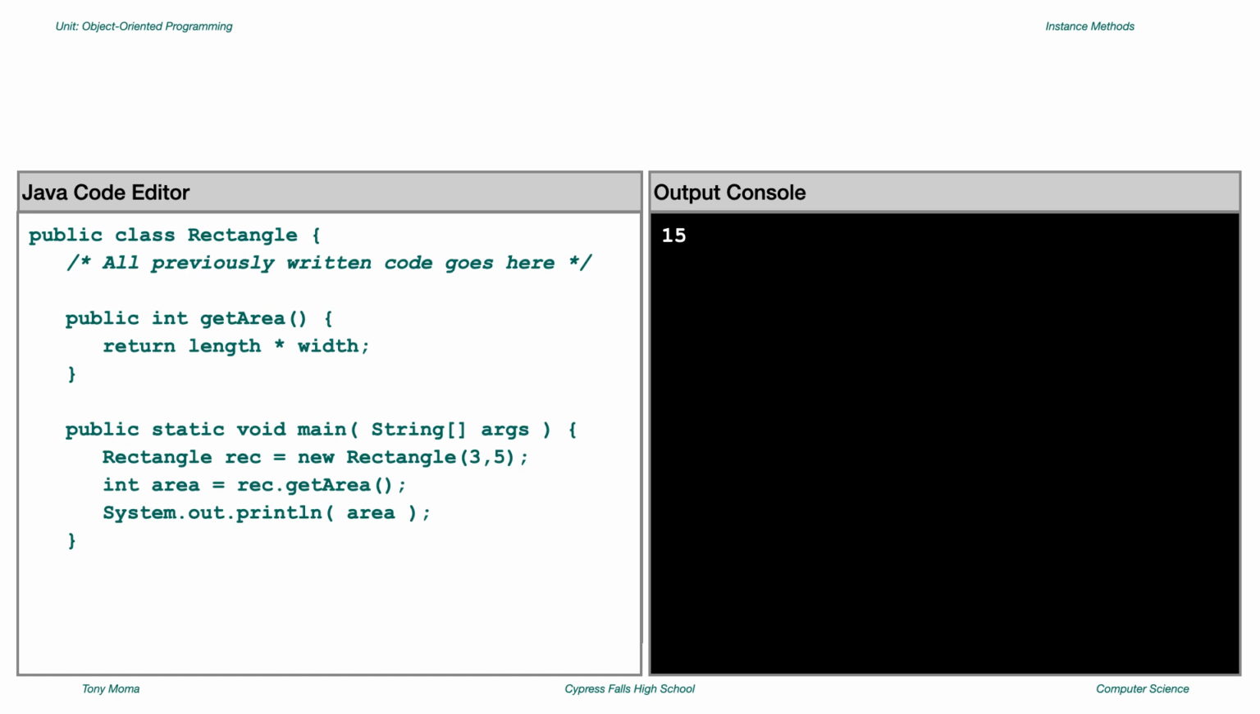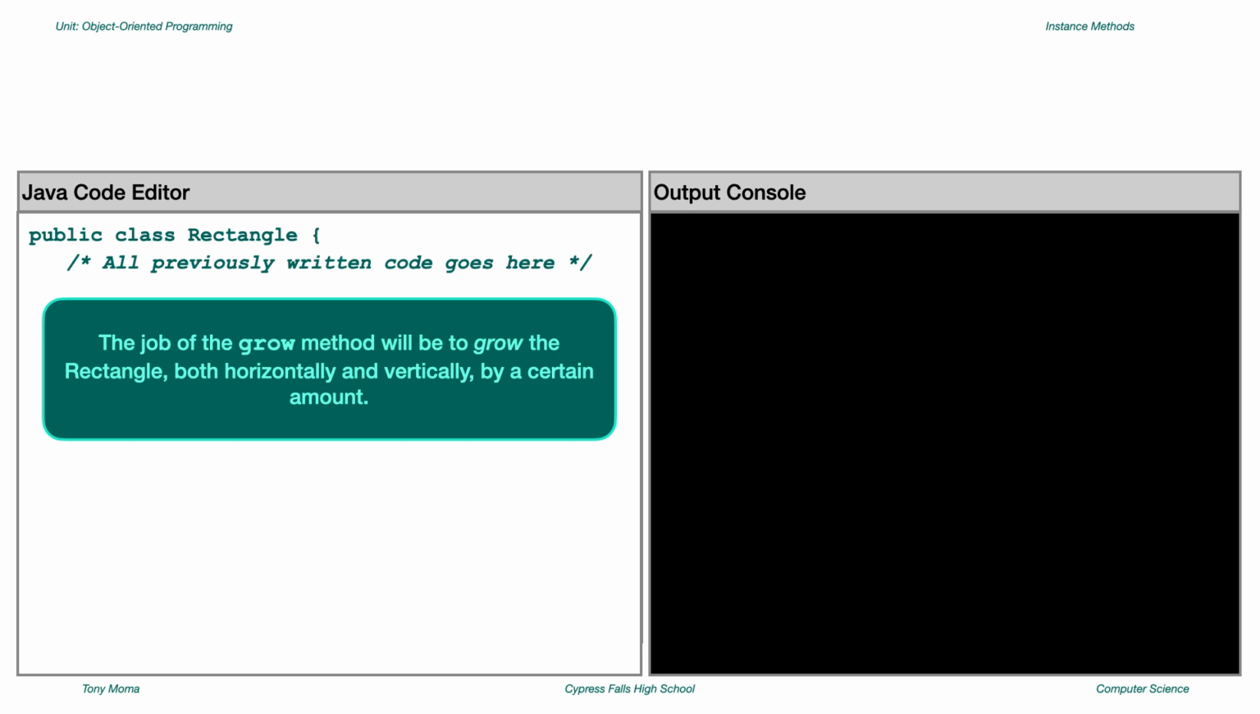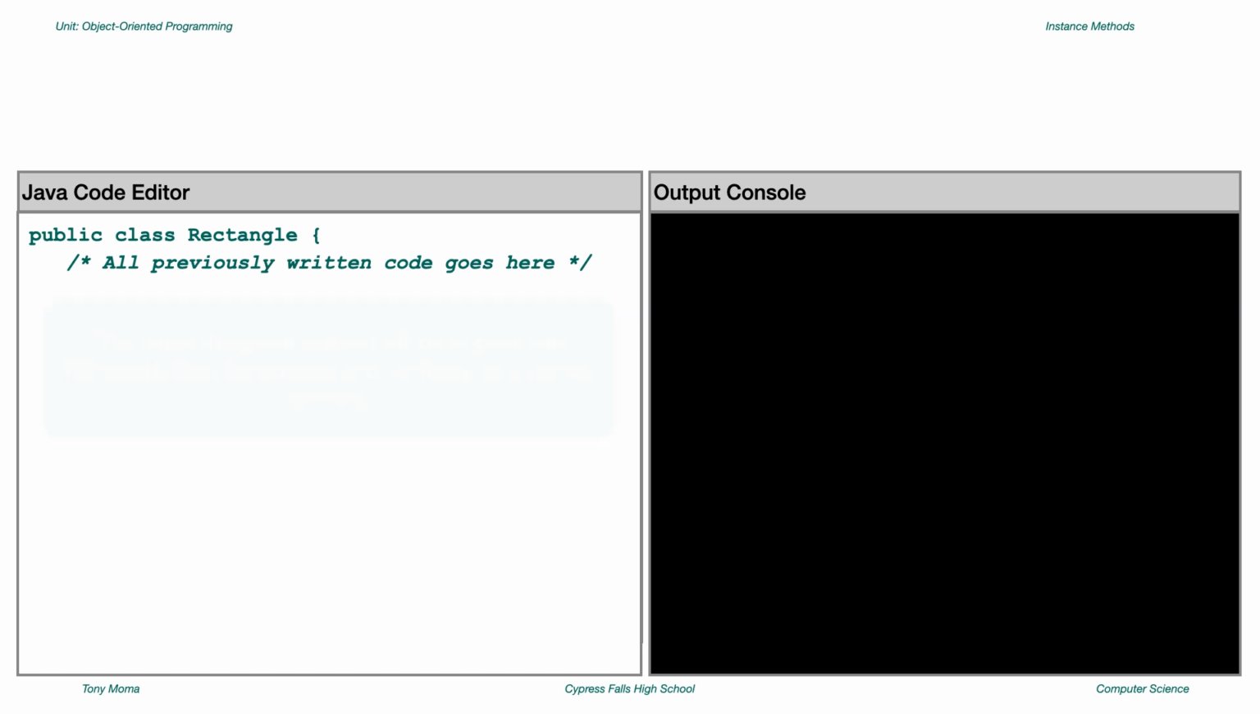Okay. The last method we'll demonstrate is a method called grow. And the job of this grow method will be to grow the rectangle both horizontally and vertically by a certain amount. Once again, as with all instance methods, this method will be public. The return type will be void. The reason we're making it void is because we don't intend for the method to return anything. Its job is simply to modify the instance variables. Its job is simply to modify the length and the width. That's it. It's not giving any values back.